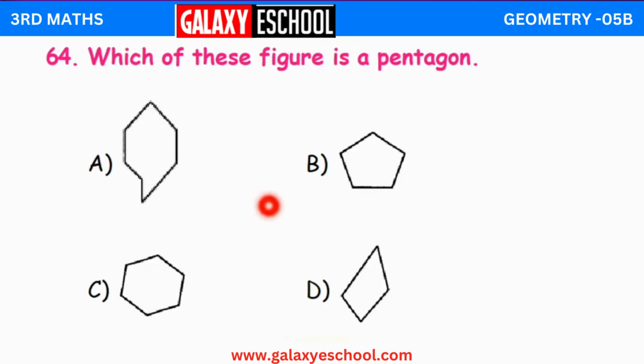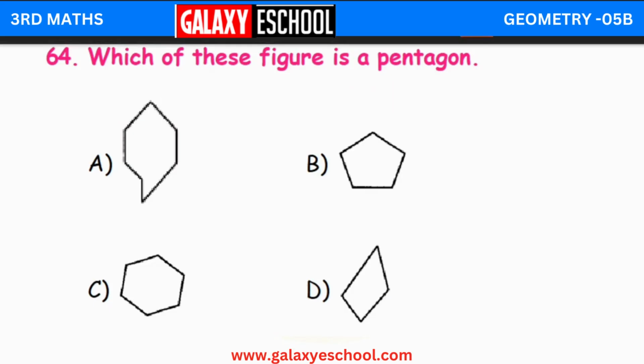And coming to the last question, children, from our chapter geometry: which of the following figures is a pentagon? A pentagon is a figure with 5 sides. So when you see any figure with 5 sides, it will be called a pentagon. So count the number of sides. 1, 2, 3, 4, 5, 6, 7.